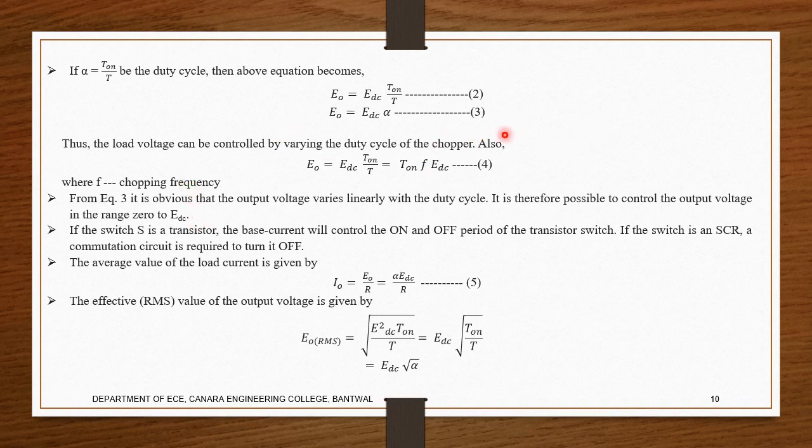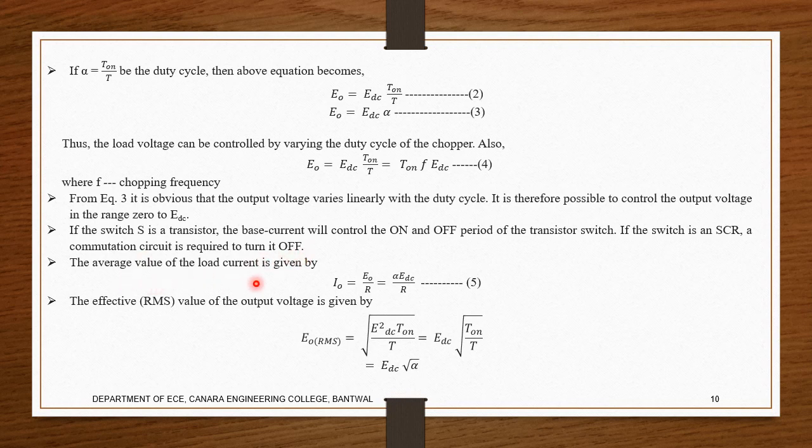From this equation, that is equation 3, it is obvious that the output voltage varies linearly with the duty cycle, as it is a multiplication factor. It is possible to control the output voltage in the range 0 to EDC. If the switch S is a transistor, the base current will control the on and off period of the transistor switch, because base current drives the whole transistor. If the switch is an SCR, a commutation circuit is required to turn it off. The external circuit has to be considered here.